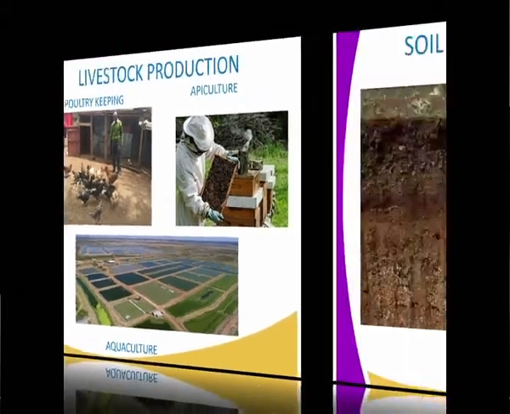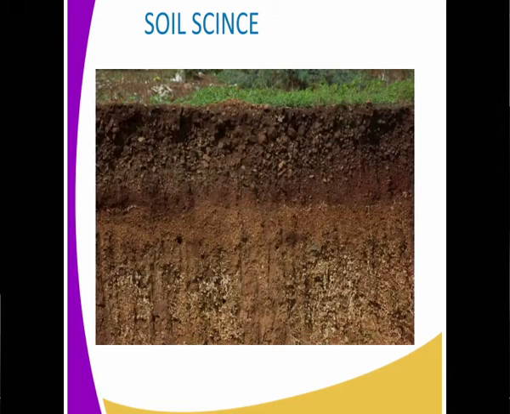On to the third branch of agriculture, we have the soil science. Soil science deals with the physical and chemical properties of soil. And still in soil science, we normally study the soil profile and the importance of soil profile in agricultural production.